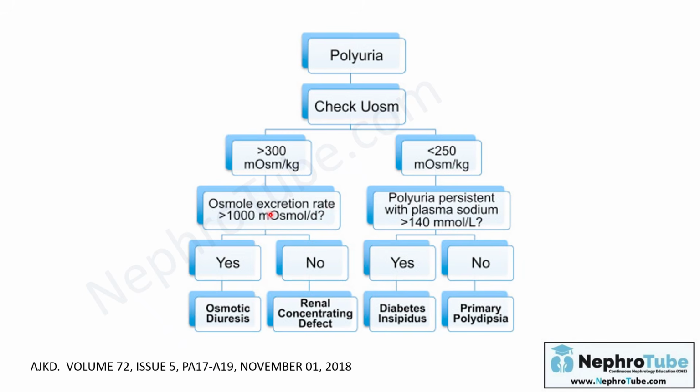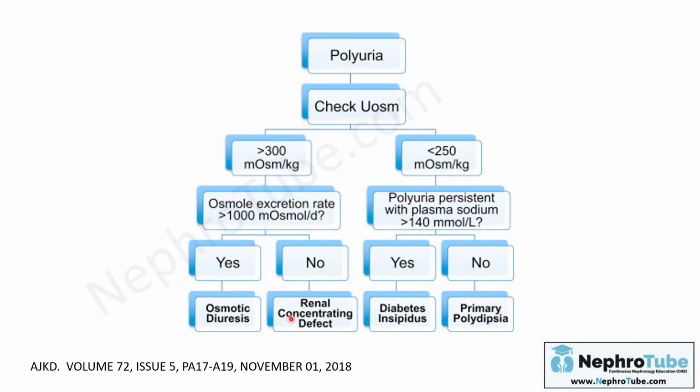So if the osmol excretion rate is more than 1000 milliosmol per day, this is osmotic diuresis, for example because of diabetes, but for sure you can exclude diabetes just by measuring blood glucose level, or osmotic diuresis due to other causes, and I will show you one of the case reports in the coming slide that causes osmotic diuresis due to intake of high osmoles. But if the urinary osmol excretion is less than 1000, you are facing a case with renal concentrating defect.